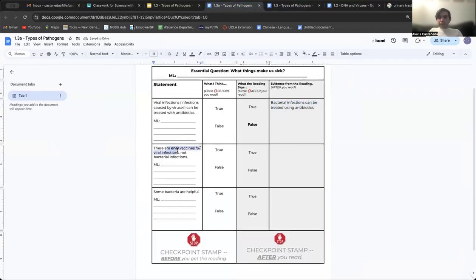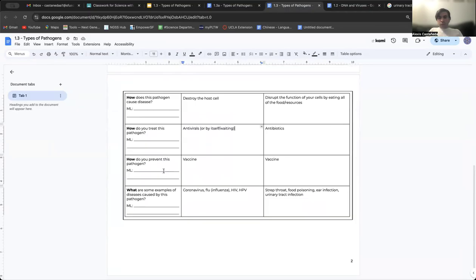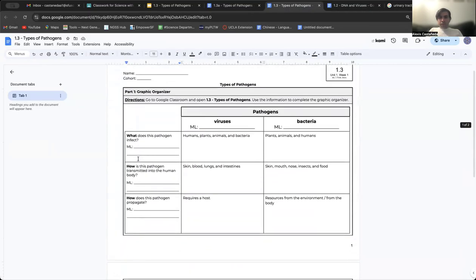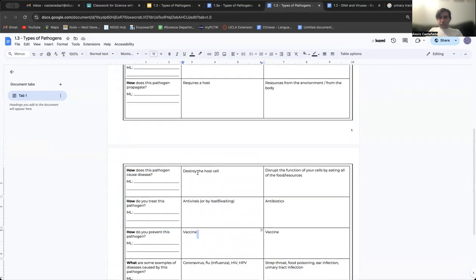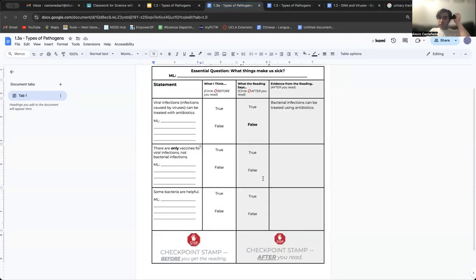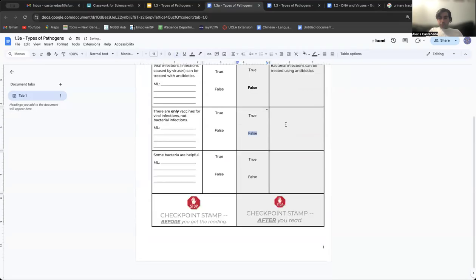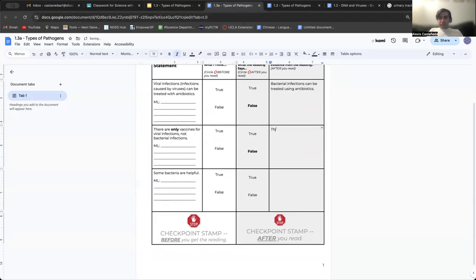There are only vaccines for viral infections and not bacterial infections. Well, let's look back here. So how do you prevent this pathogen? Well, to prevent viruses, you use a vaccine. What about to prevent a bacteria? You also can use vaccines. There are different kinds of vaccines, but there are vaccines for both. So this is false. So we can put here, there are vaccines for viruses and bacteria.